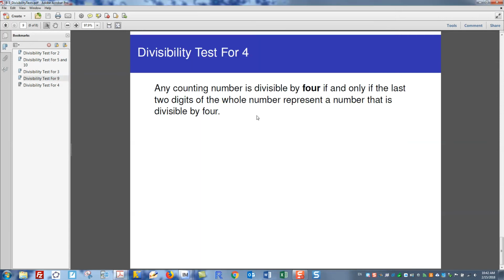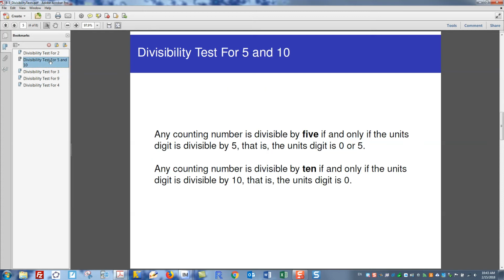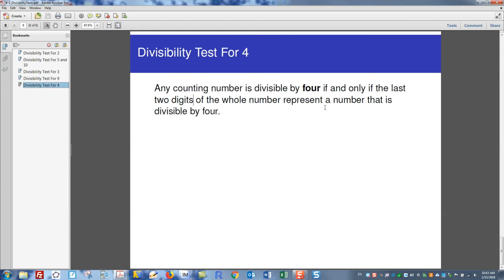Well, let's do the last one, the divisibility test for 4, a little bit different than 9. It says that any counting number is divisible by 4 if and only if the last 2 digits of the whole number represent a number that's divisible by 4. So again, similar to 2 and 5 and 10, you're paying attention to only some subset of the number's decimal representation.